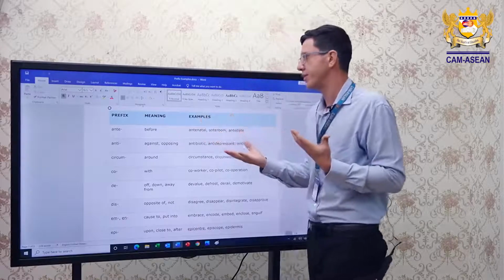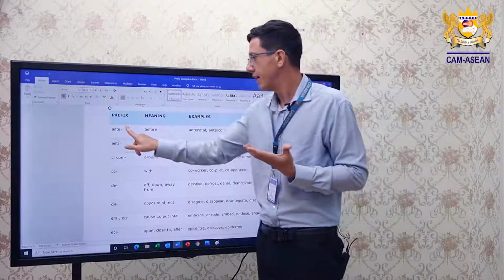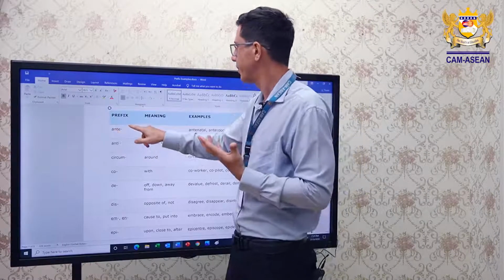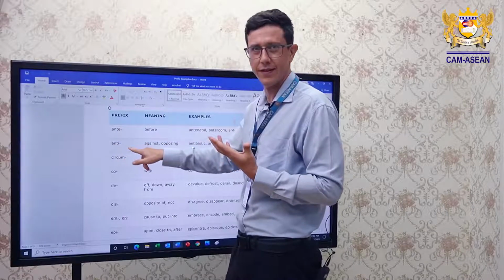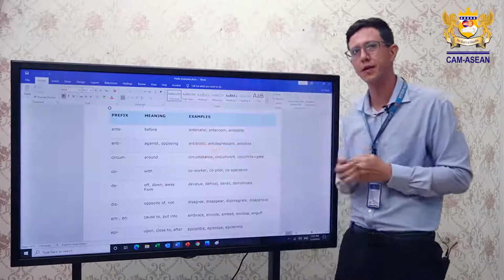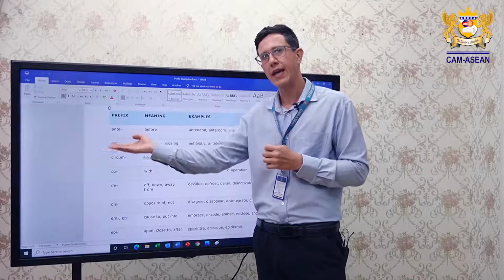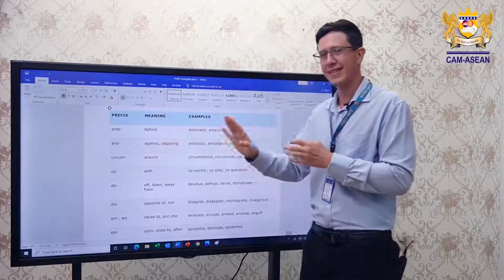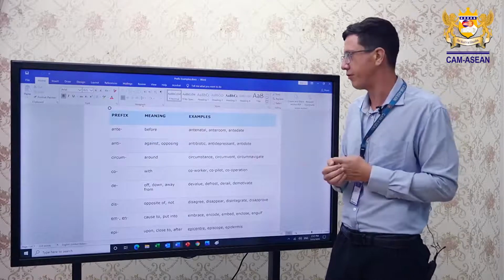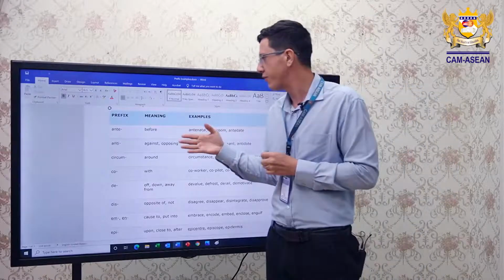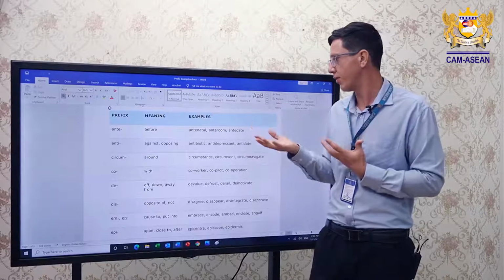So here are some examples of some prefixes. Now we have to be careful, because here we have an example right here, ante and anti. They sound the same, but we spell them differently. A-N-T-E means before. A-N-T-I means against, negative. You don't want it. So we have to be careful, because we can easily make the wrong meaning.